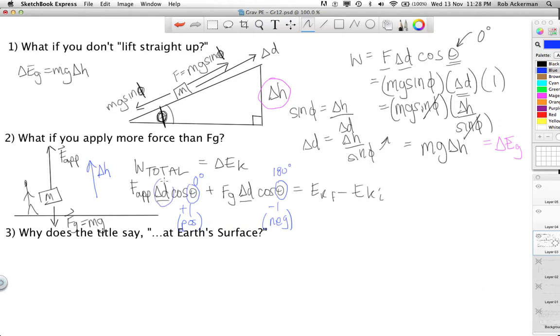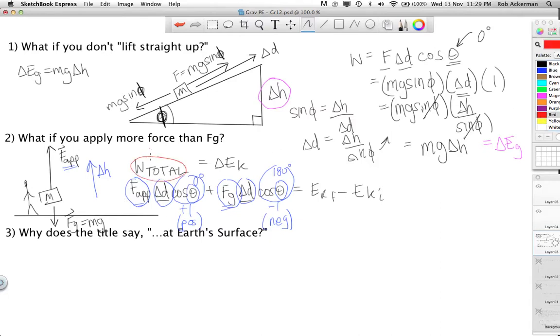Since these are the same, and since these have the same value of 1, just one of them positive, one negative, what really matters here is your applied force versus the gravity force. If you lift with a lot more force than gravity is acting, then this number will be greater than this number. So can you see how this side of the equation is going to work out? F applied delta d cos 0 will be much more positive than Fg delta d cos 180 will be negative. Overall on this side, you will have a positive number.